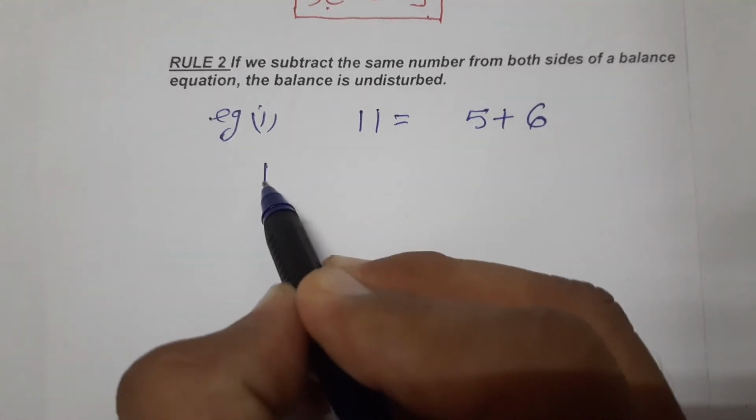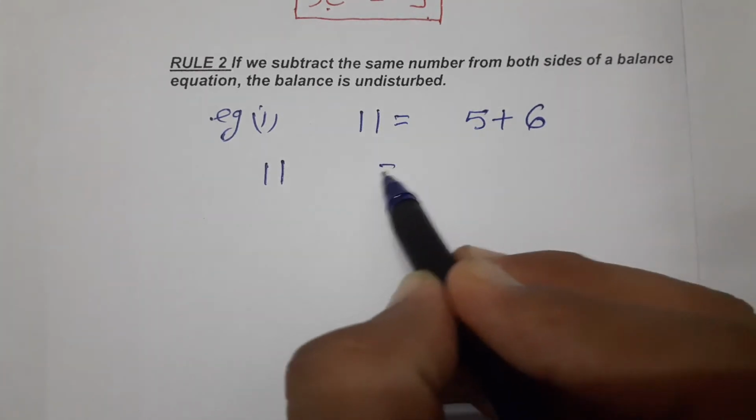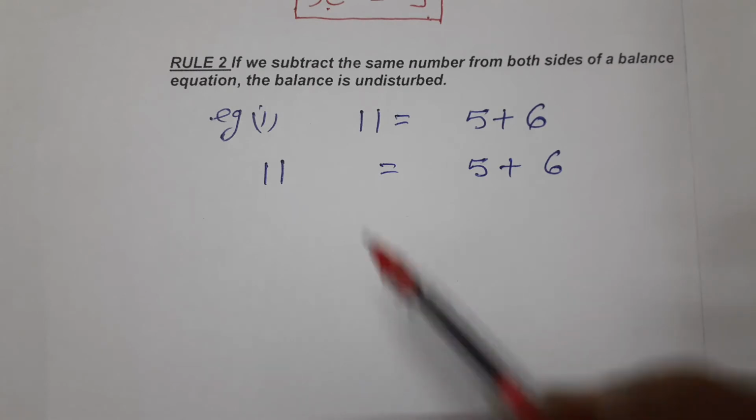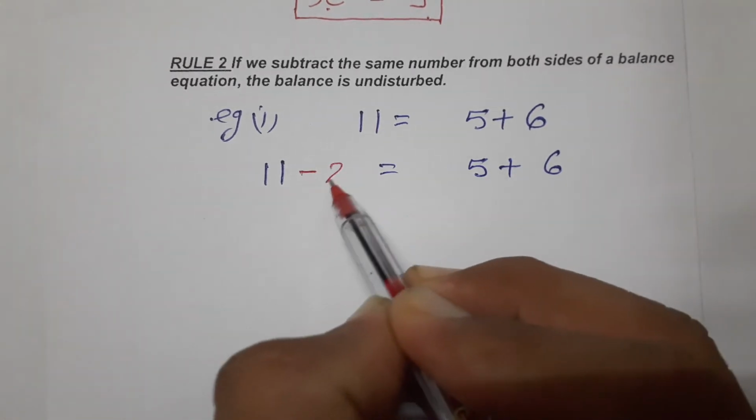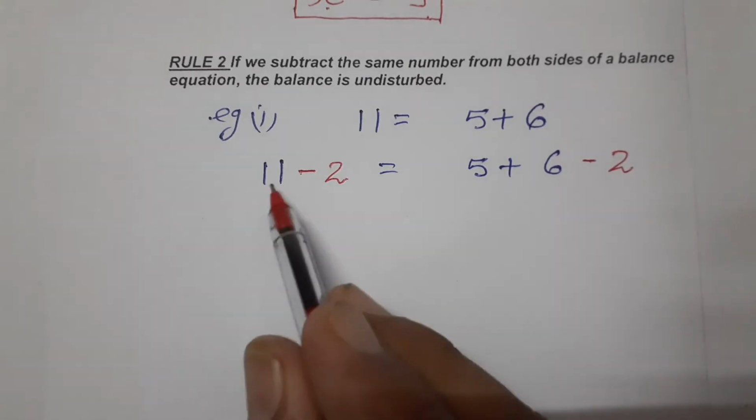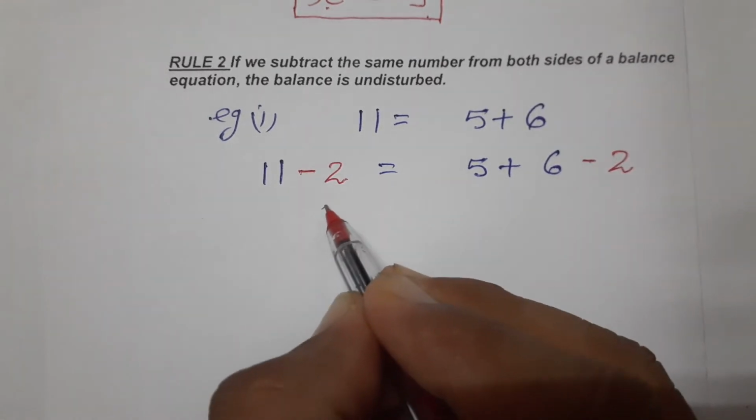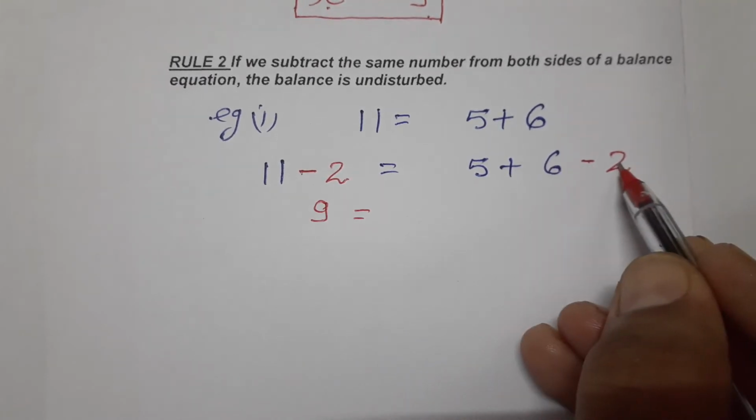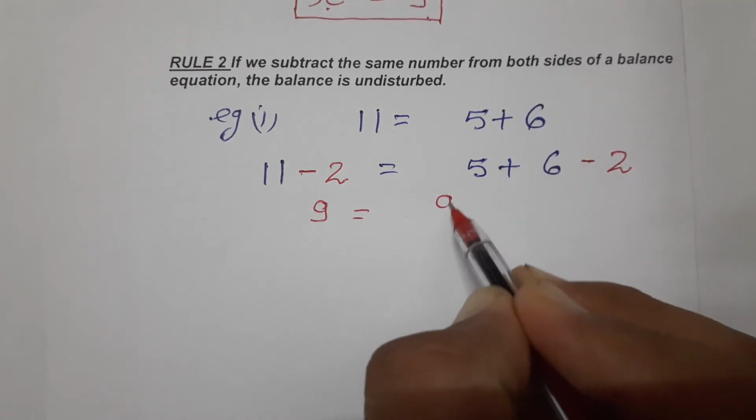Now suppose we subtract 2 from both sides. Both sides are balanced. I am going to subtract 2 from both sides. We have to subtract the same number from both sides. 11 minus 2 is 9. 5 plus 6 is 11, and 6 minus 2 is 4, so 4 plus 5 is again 9.